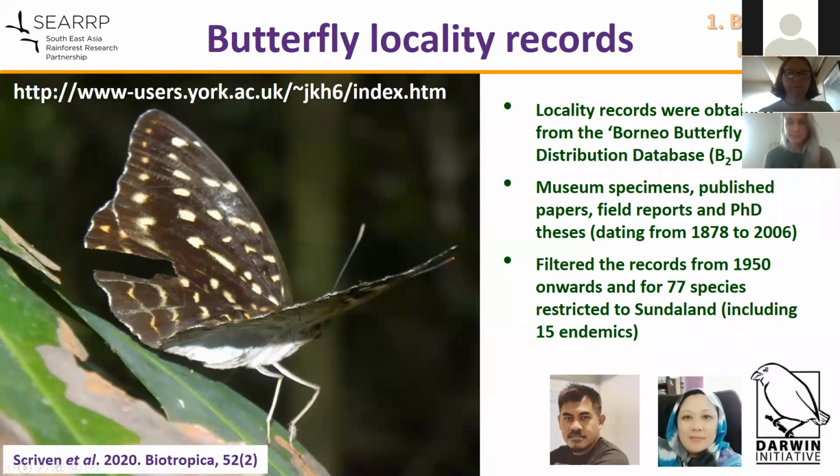So then I came along, filtered the records from this database from 1950 onwards, and for 77 range-restricted butterflies. So these are butterflies that were either endemic to the island of Borneo or restricted to Sundaland. And we chose these species because we thought that they are most likely to be of sort of highest conservation priority. And if you're interested in this study in a bit more detail, there's information at the bottom of the screen on the Biotropica paper that just came out about it in March. Next slide, please, Alice.